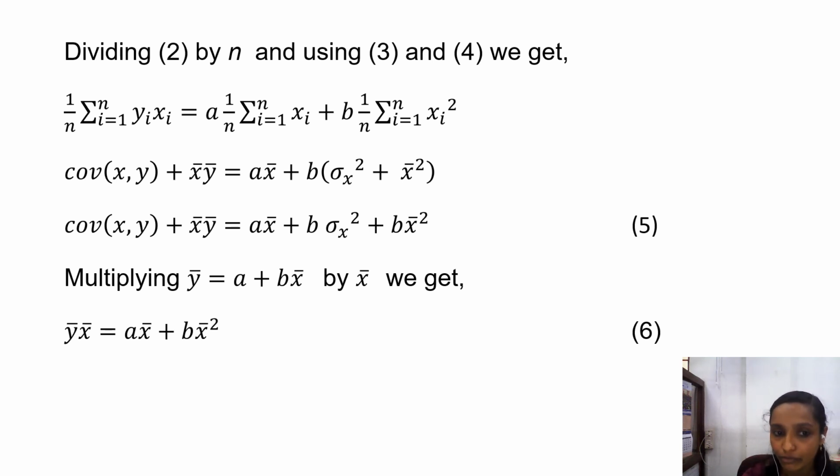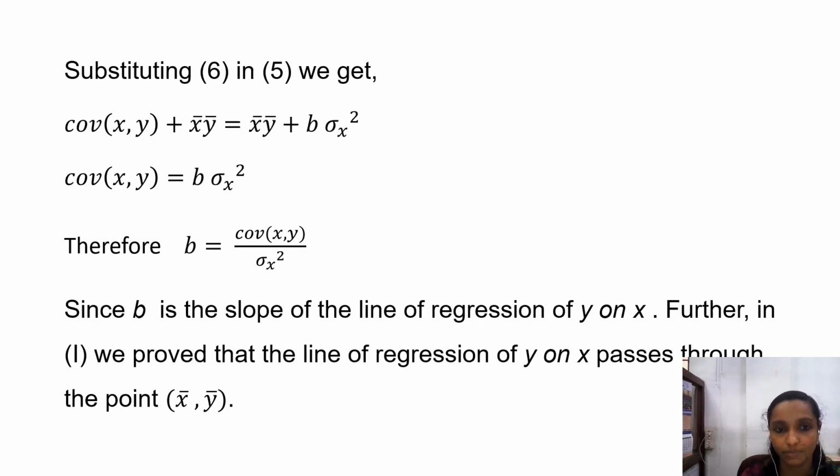Now we multiply our y bar equals a plus b x bar with x bar, and we will get y bar x bar equals a x bar plus b x bar square. So in equation 5, on the RHS, a x bar plus b x bar square can be replaced with y bar x bar. So our expression in 5 becomes covariance between x and y plus x bar y bar equals x bar y bar plus b sigma x square. x bar y bar on both sides gets cancelled and it produces covariance between x and y equals b sigma x square.